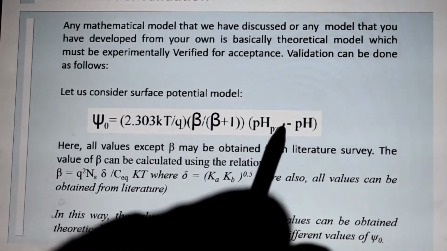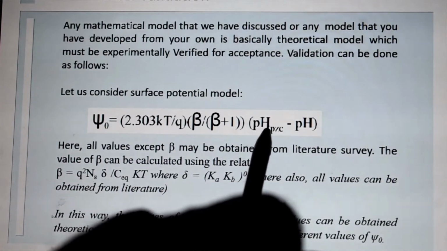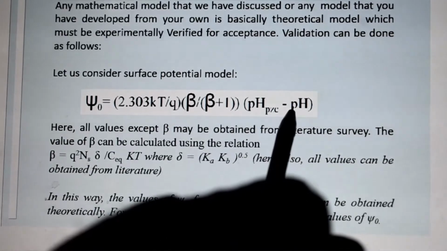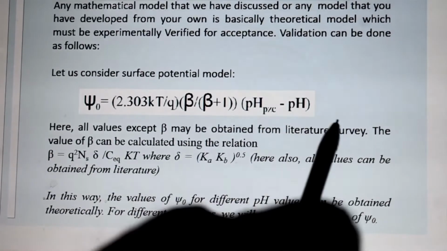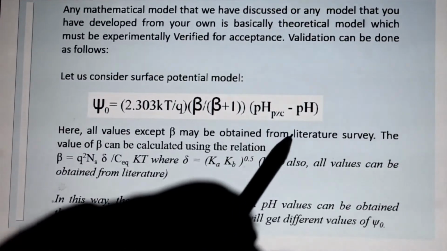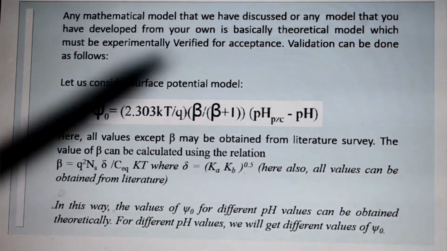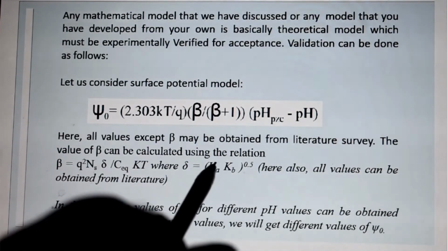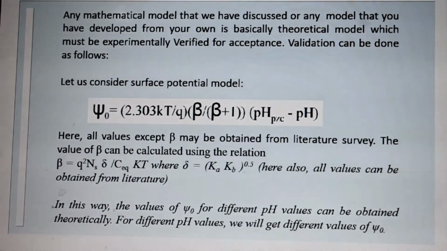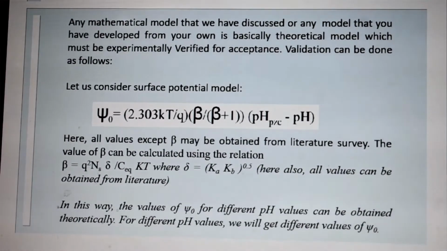pH PZC is the pH at the point of zero charge, which is actually known. And pH here is the pH of the electrolyte solution, which is to be measured. Here, beta may be obtained from literature survey. The value of beta can be calculated using this relation, beta equal to this and delta equal to this. Here also, all values can be obtained from literature. In this way, the values of xi naught for different pH values can be obtained theoretically.